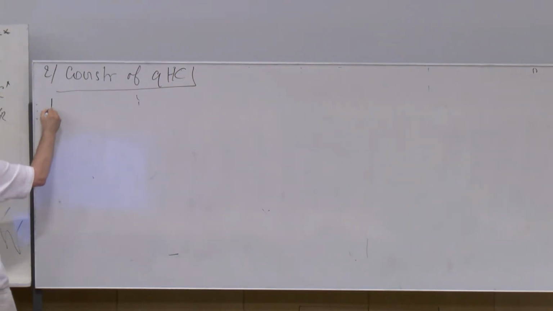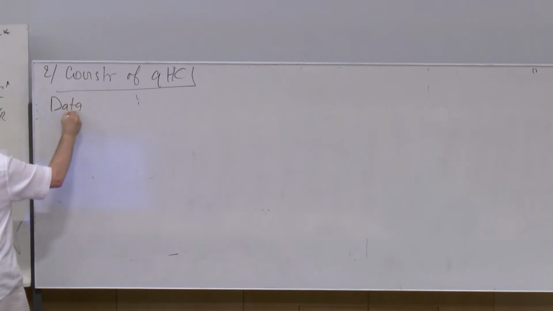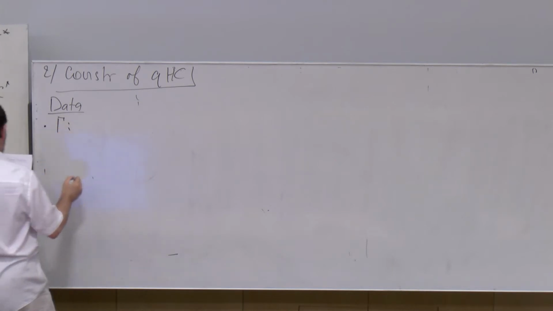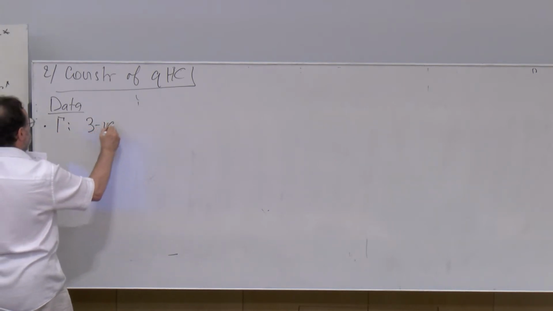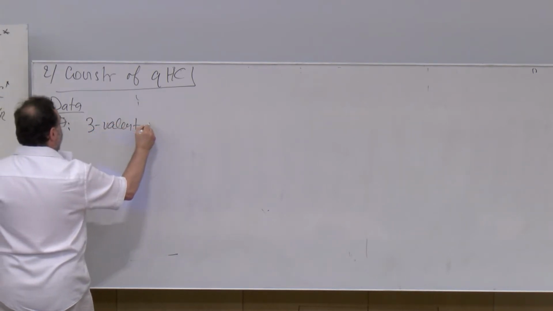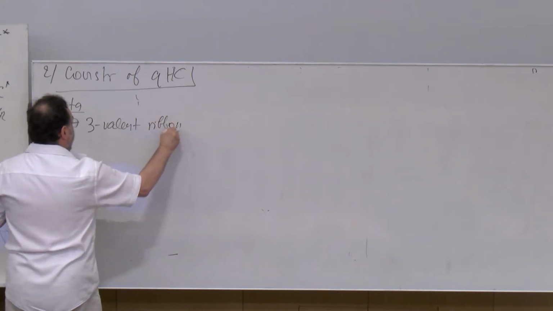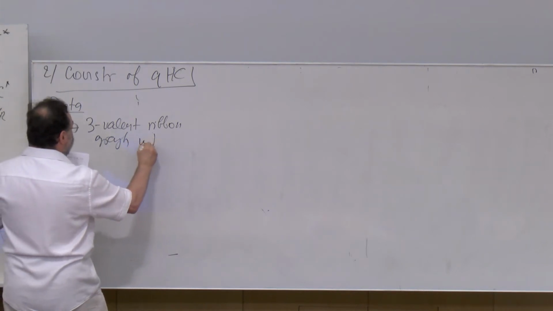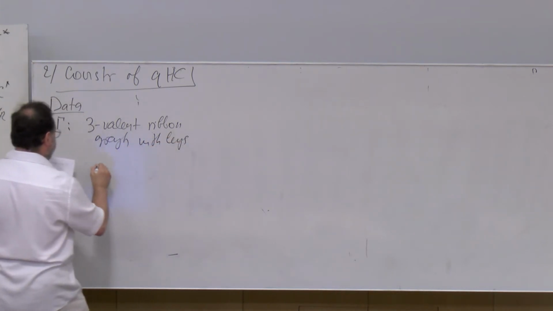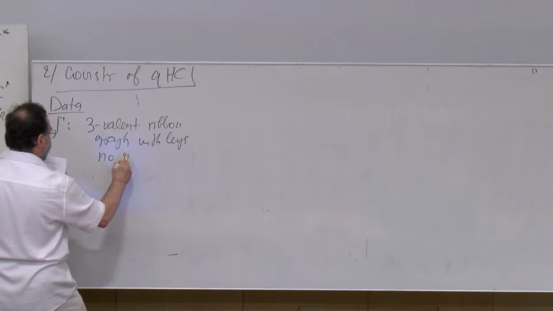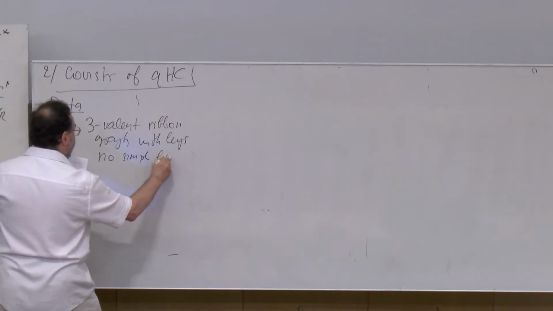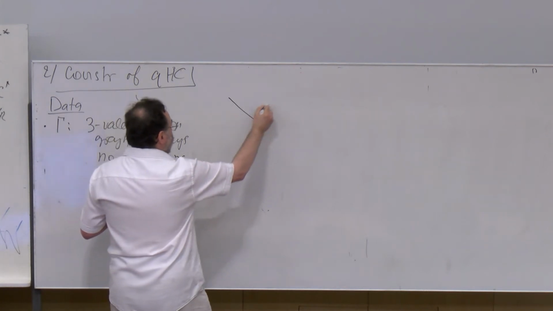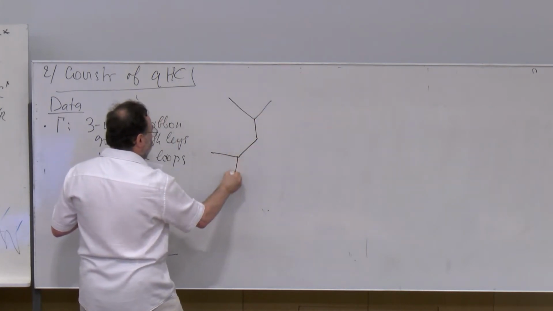So first of all, we start with the data. So the data is the following. You have gamma, which is a 3-valent ribbon graph with legs. I'm just saying this for completeness. And no simple loops. That's essential. So you think about this as a picture like that. So you have a ribbon graph. This is a planar case.